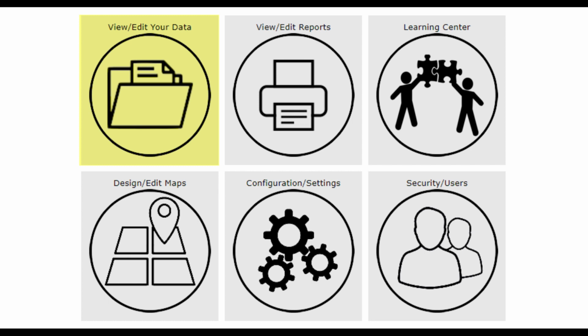The button on the top left is where you would input or edit information, as well as view your optional map and any images you have uploaded. The button on the top middle gets you to the report generator feature. Here you can run reports that we have assembled for you, or you can create your own custom reports.